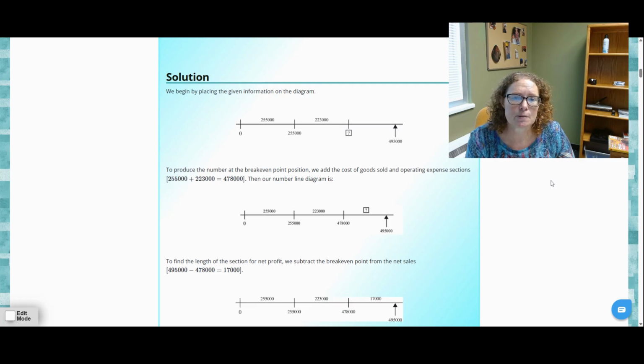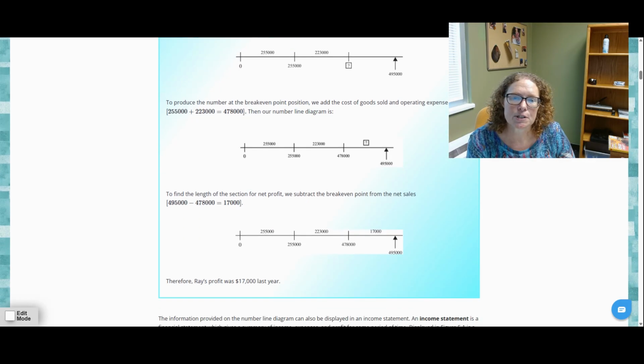So to produce the number at the break-even position, we're going to add the cost of goods sold and the operating expense sections. So remember, we talked about that. We said that we were going to go from left to right. So we're looking at the $255,000 plus the $223,000, which gave us the $478,000.